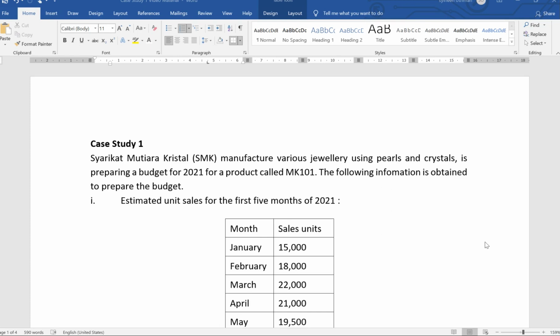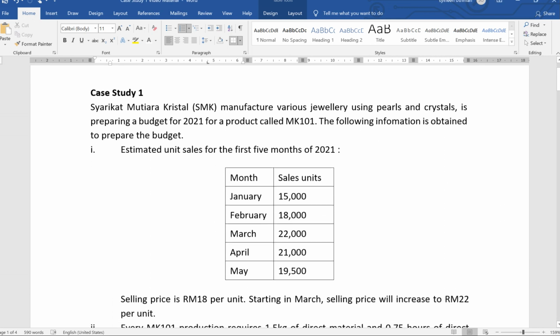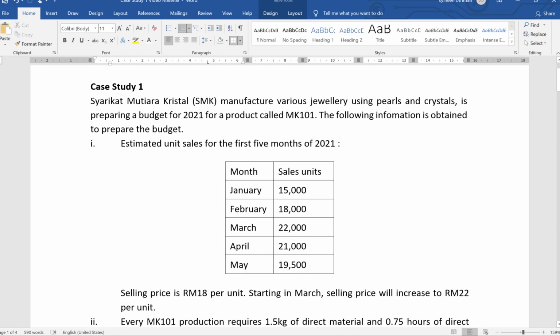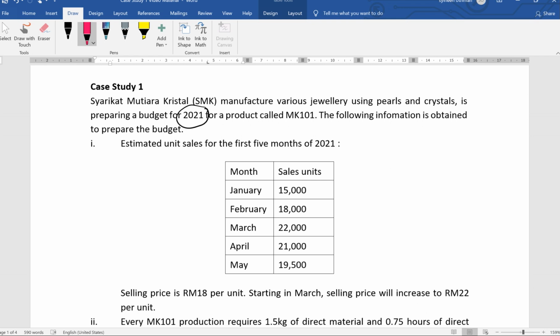Okay, now we're going to look at a question where you can apply all your knowledge on the operational budget, which is case study 1. Alright, so we go through the question first. Syarikat Mutiara Crystal manufactures various jewelry using pearls and crystal. This company is preparing a budget for 2021, so we are supposed to prepare the budget for 2021.